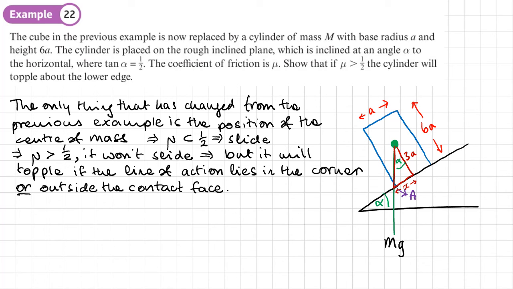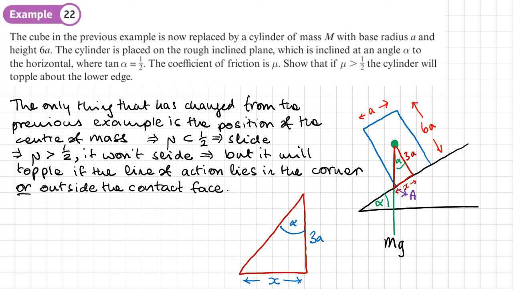It'll probably be helpful if I drew a larger version of that triangle. So let's do that over here, like this. We have a length of 3a here, that's that side. The bottom one we're calling x. We want to find out where this line of action goes. Is it outside? Does it go through the corner? Is it inside? That will tell us whether it's going to topple or not. And then the angle at the top here is alpha.